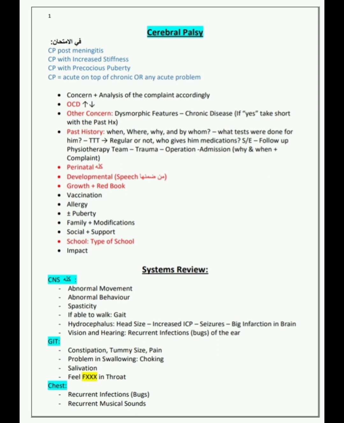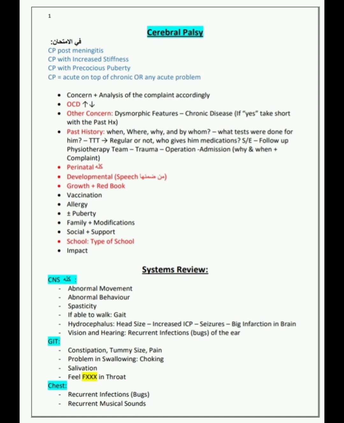Systemic review. CNS: we will ask whether any abnormal movement is present or not, abnormal behavior, spasticity, if able to walk what the gait is, and hydrocephalus, that is whether the size of the head is increasing or not. Head size we will ask, increased intracranial pressure, seizures, then big infarction in the brain, vision and hearing, recurrent infections, and discharge from the ear we will ask. GIT: we will ask about constipation, tummy size, pain, problems in swallowing, whether choking is present or not, salivation, and feeling of a lump in the throat. Then chest: we will ask about recurrent infection and recurrent wheeze or musical sounds.